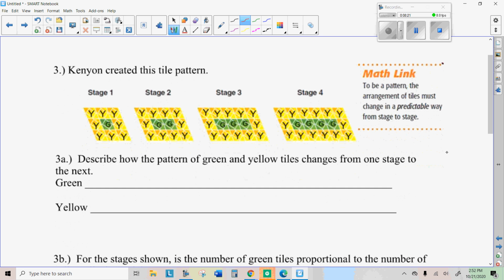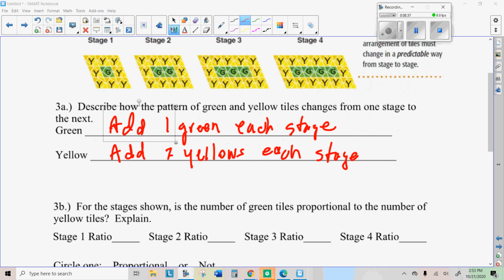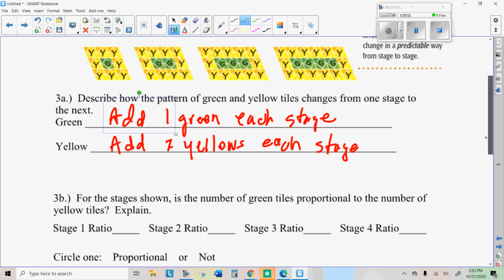So check this pattern out. Kenyon created this pattern. So I'm going to give you a second just to look at those patterns and describe what's going on with the number of green and yellow tiles from one stage to the next. Just go ahead and write something down. Don't worry if you get it wrong. So as I was analyzing this, I noticed that every time we go up a stage, we get 1 more green and we get 2 more yellows. You can look closely, pause if you haven't figured that out, but it should make sense to you.